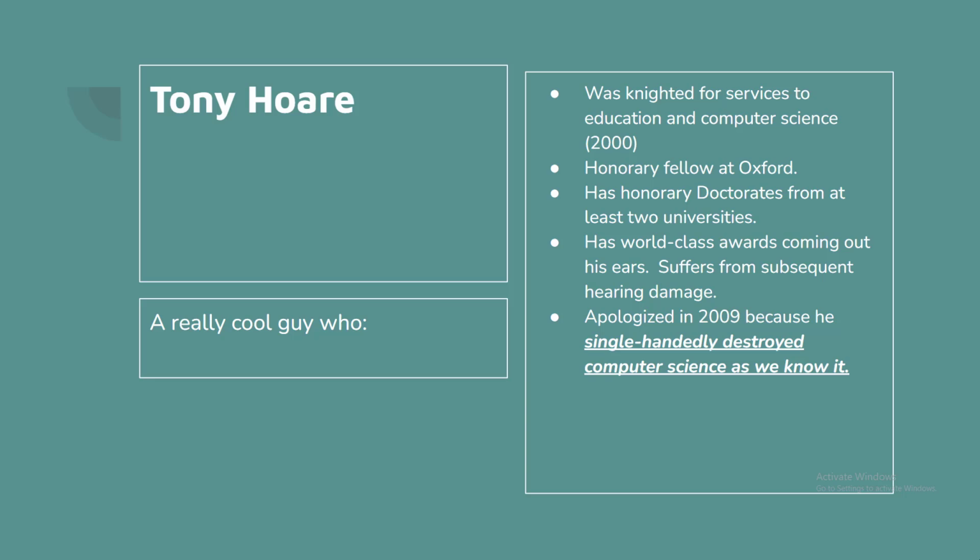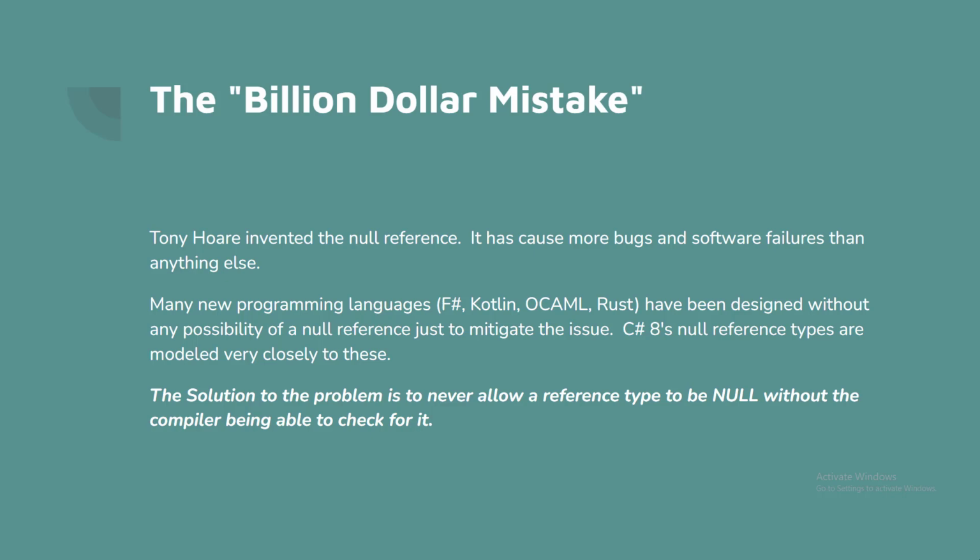And then down toward the end, we have the bullet point that says he apologized in 2009 for single-handedly destroying computer science as we know it. So let's talk about that. And that's literally what he did. He apologized for this. He said he invented the null reference, and it caused more bugs and software failures than anything else, and it has probably caused $1 billion in damage over the years, and he calls it his $1 billion mistake.